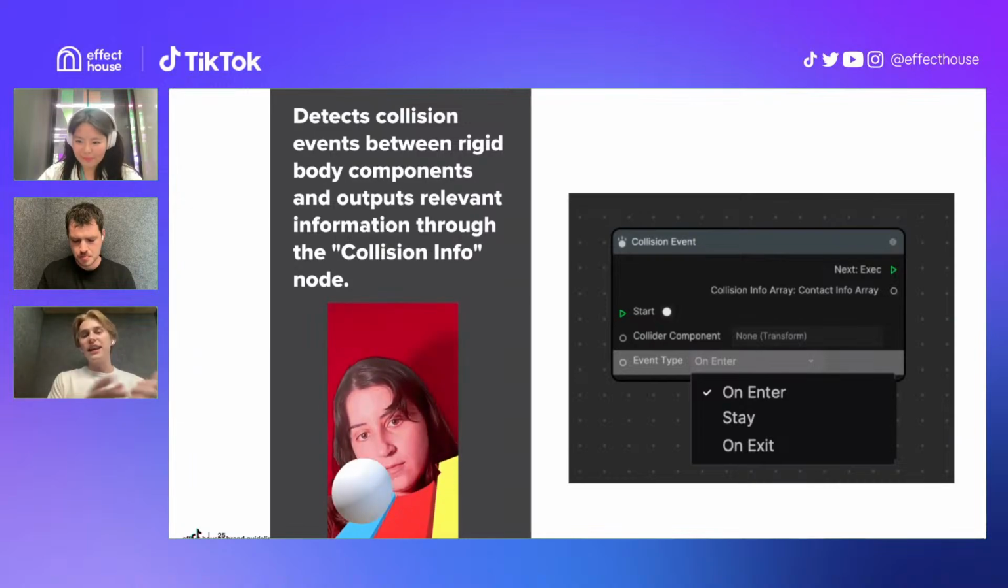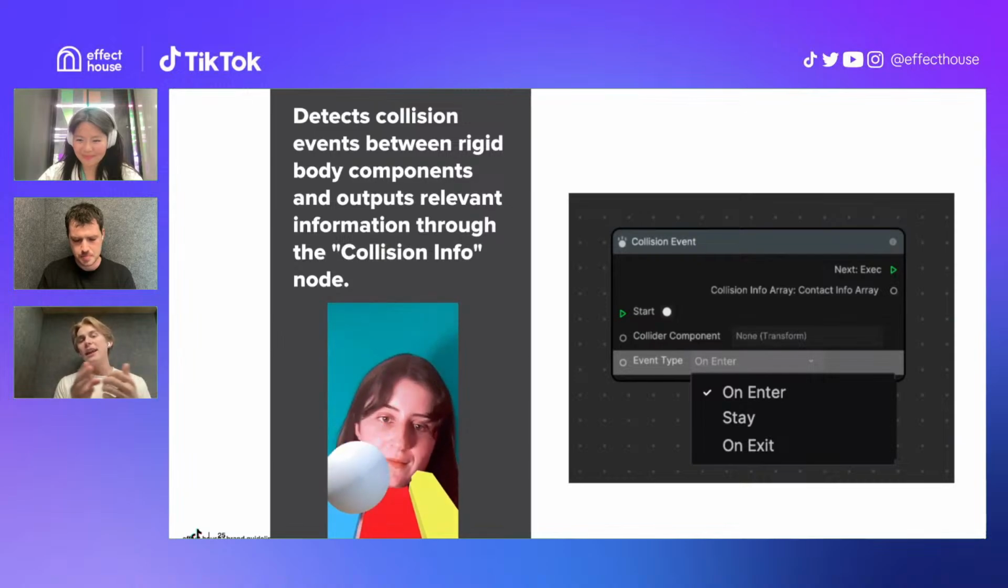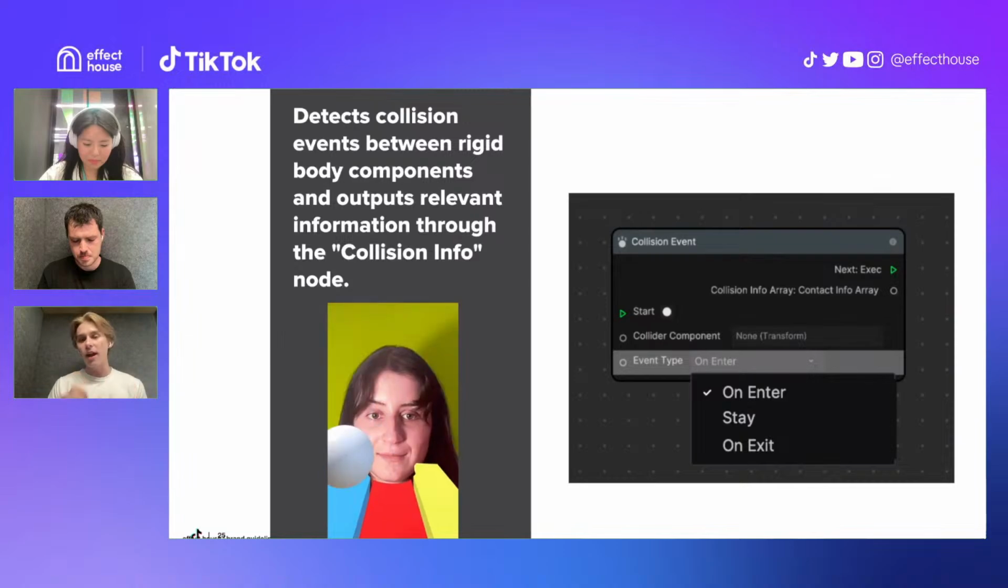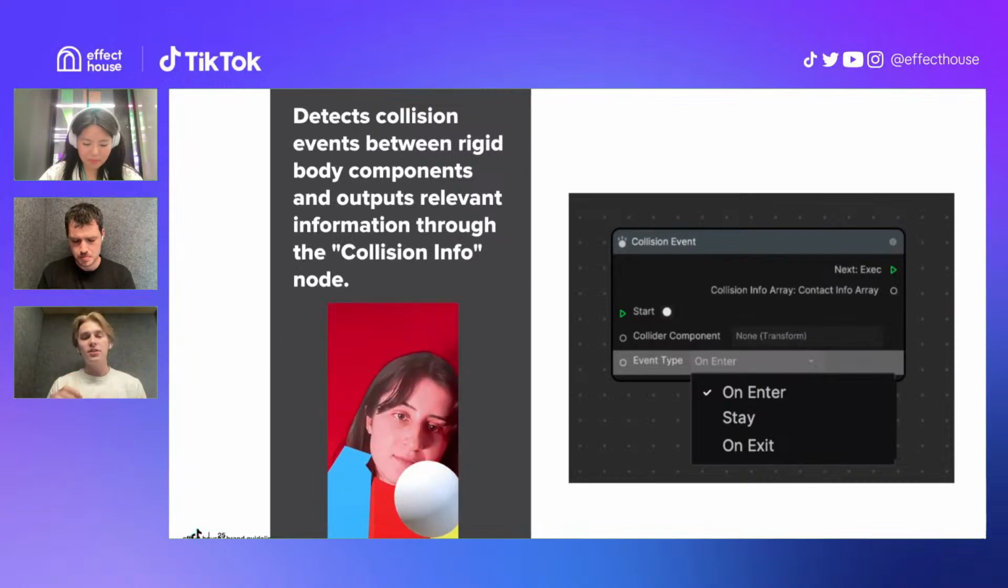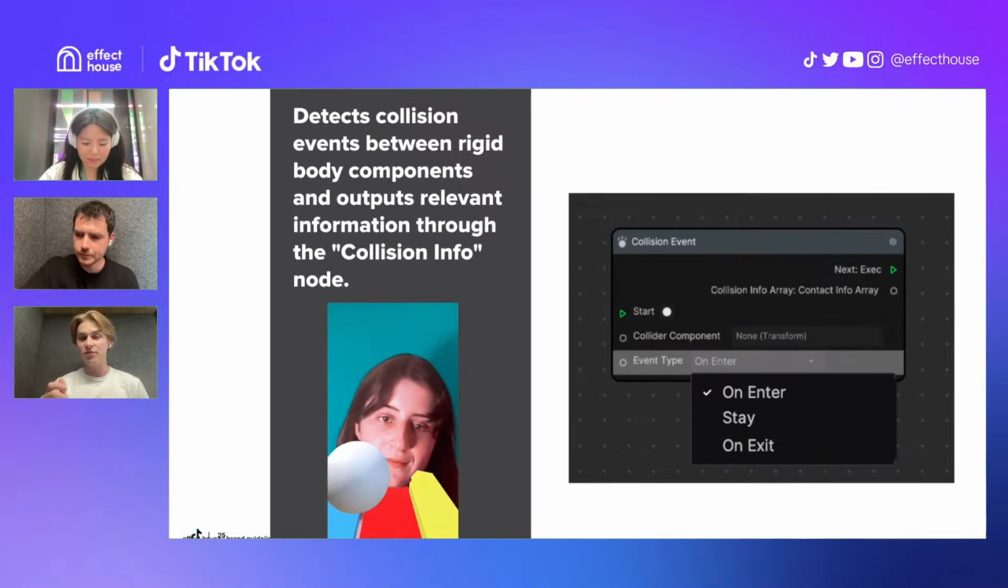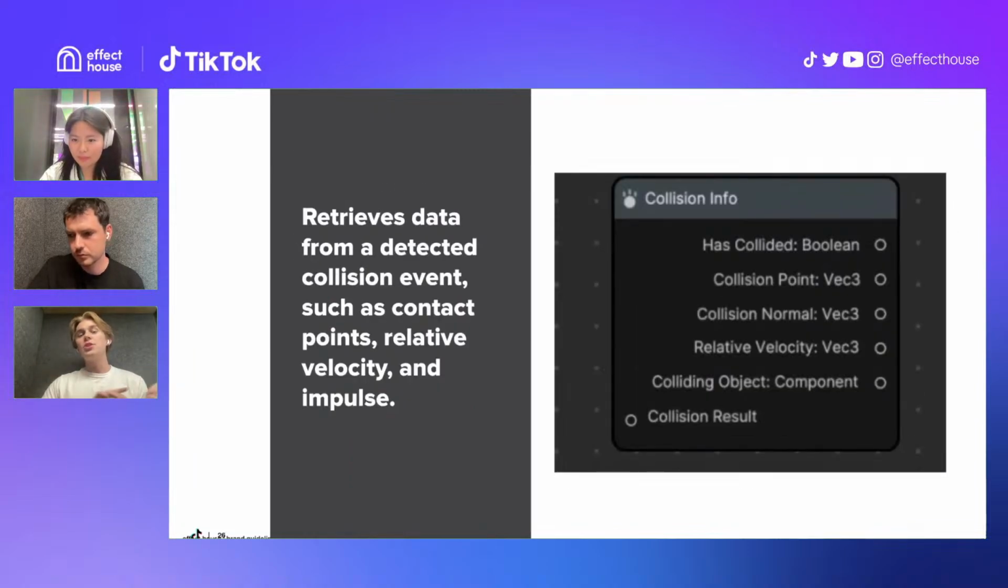So here it takes in a collision component, and then in the outputs, it outputs into a collision info array. Note that you'll need to use the get item from array node to actually read the information from the collision event. And once you get the item from the array, you can use it in the collision info node, which will give you a large variety of data, like if it's collided, the point at which it's collided, the collision normal, and the relative velocity of the collision.